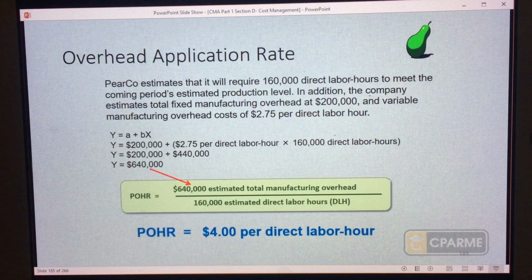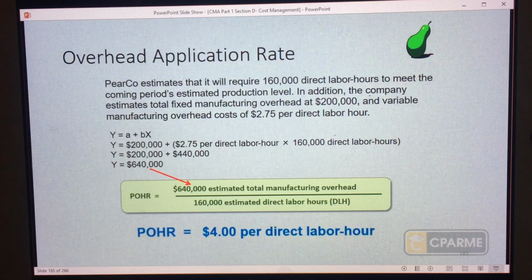And so in this example, it's going to require 160,000 direct labor hours to meet the coming period production level. So the company would estimate total fixed manufacturing overhead of $200,000 and variable manufacturing overhead cost at 2.75 per direct labor hour. So using our operating formula where y is equal to a plus bx.